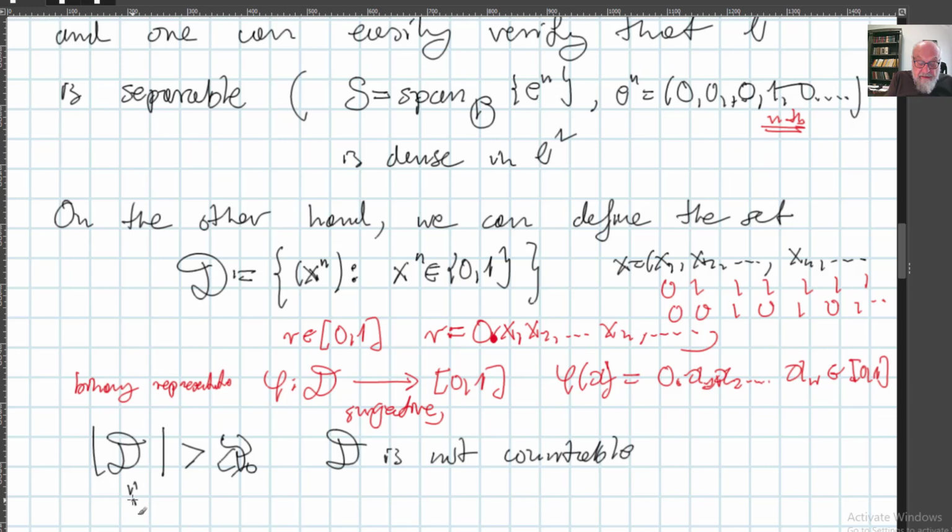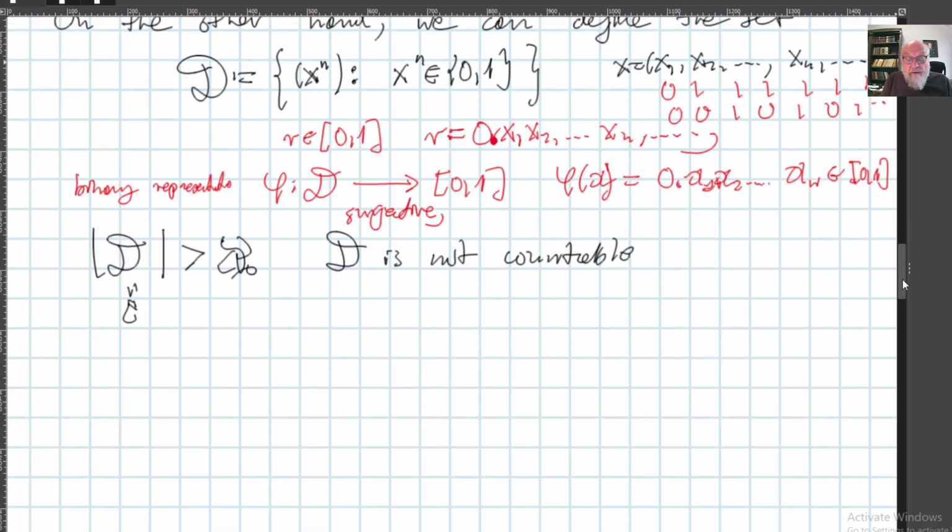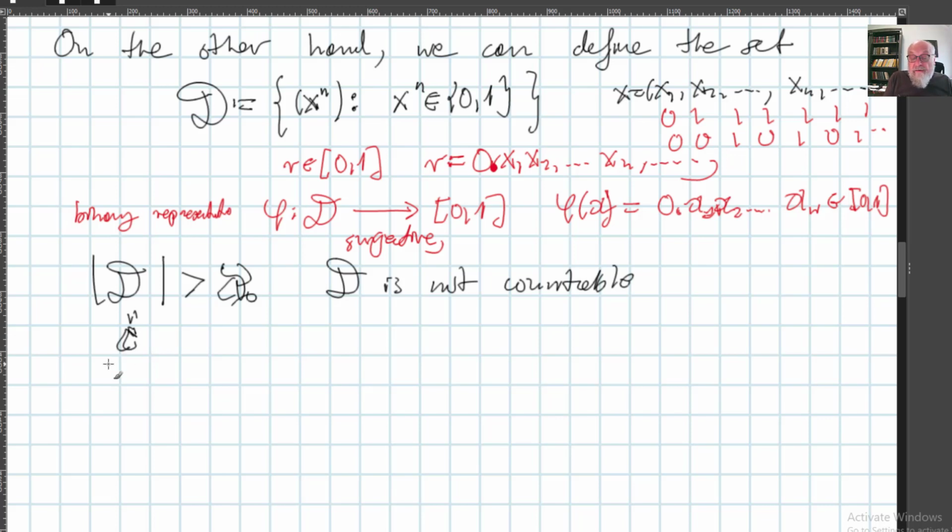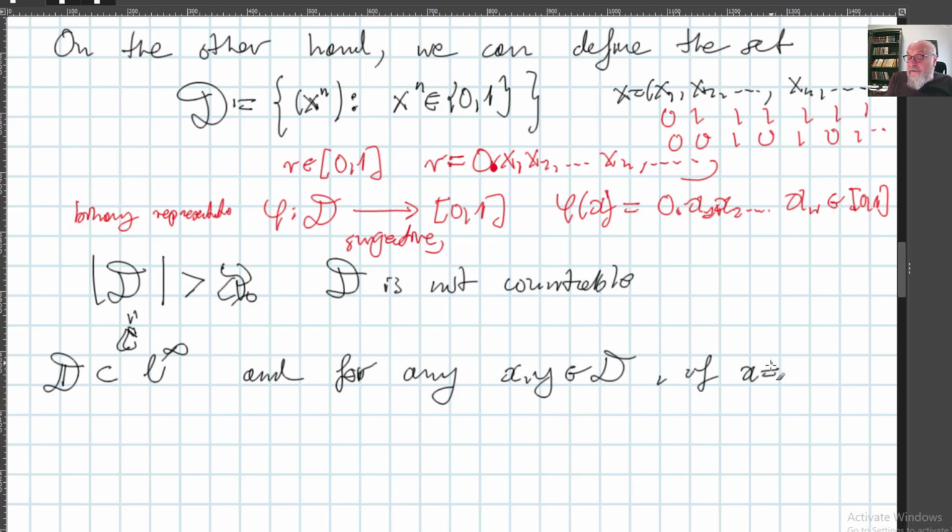So this is the same cardinality as C, that means the set of all real numbers continues. The set of all real numbers is not countable. But notice, of course D is a subset of L infinity, and for any two elements x and y belonging to D, if x is different than y, then if you take the norm infinity between these two elements, we are always getting 1.